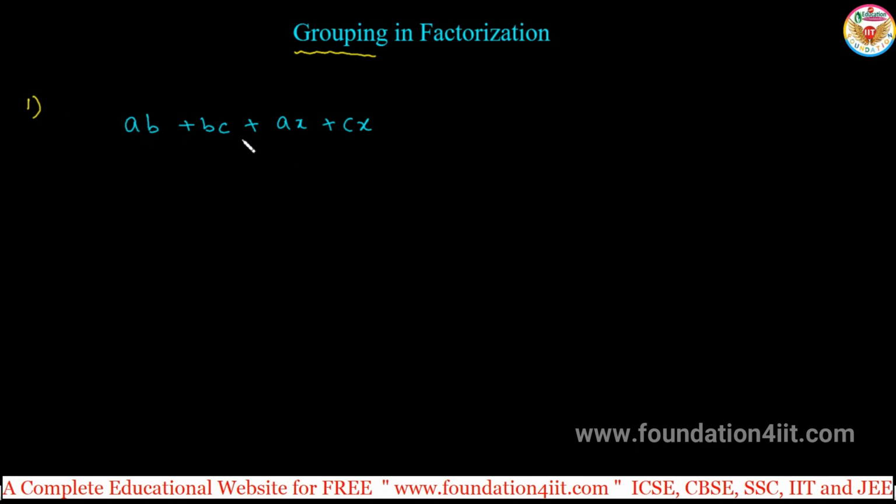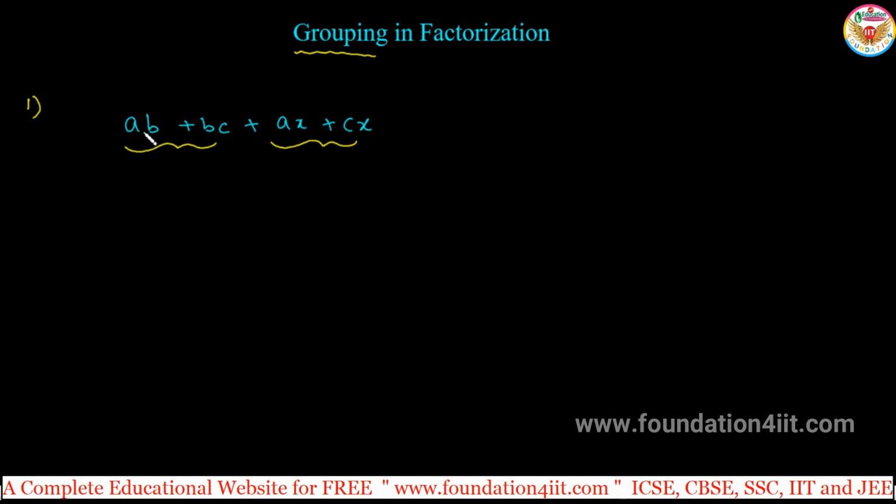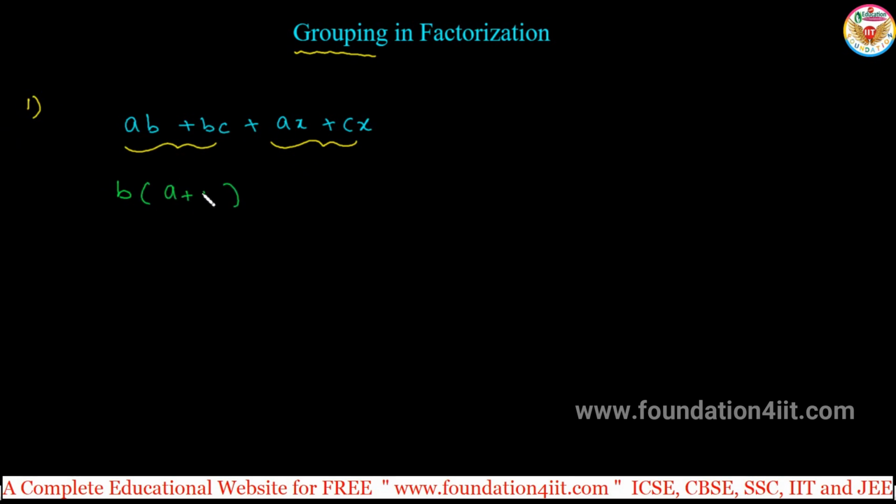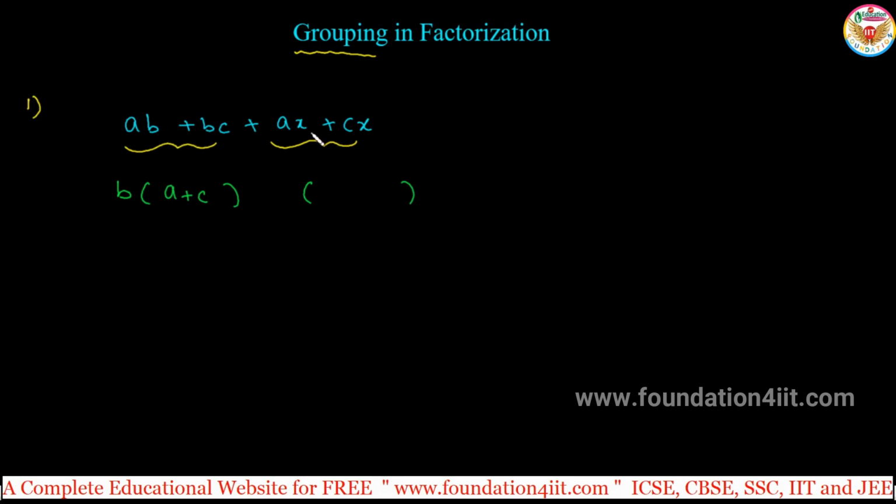If you observe the first two terms and the last two terms, any common factor we can take. Check ab plus bc: b is the common factor in both, from the first two terms, then a plus c is left. If you take a common factor from the last two terms also, the same a plus c should come in the bracket. We can use the first two and last two, or else first and third, or first and fourth. Which two we should take is important.